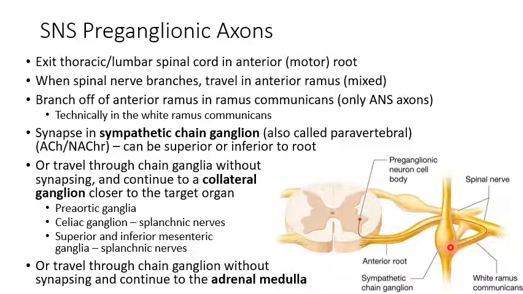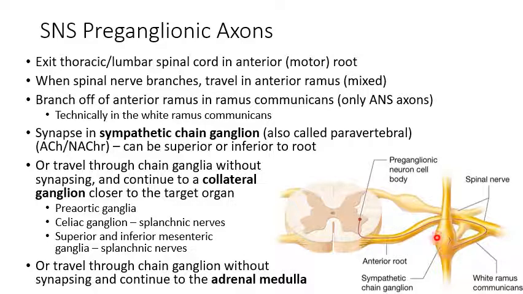Remember, the SNS preganglionic axons have myelin on them. The white ramus communicans is actually called that because it's full of myelinated axons. The gray ramus communicans, on the other hand, does not carry myelinated axons, so it doesn't have any SNS preganglionics on it because those are all myelinated axons. So your sympathetic nervous system preganglionic neuron sends its axon out down the anterior root, then the anterior ramus, then the white ramus communicans, and then it goes to the sympathetic chain ganglion.